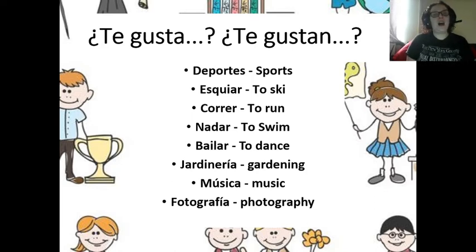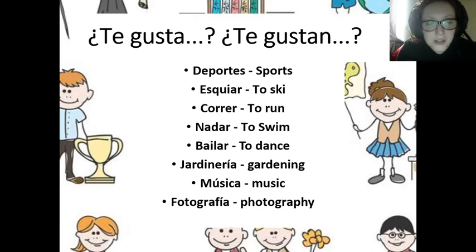And we've got jardinería. No, I've done that wrong. Sorry. I apologise for getting that slightly wrong. Jardinería. Gardening. Which is my mum's favourite hobby, just so you know.